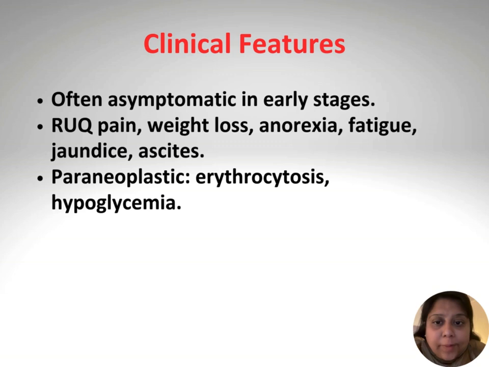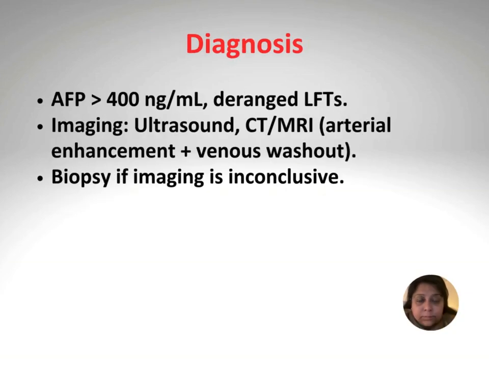Usually, patients with hepatocellular carcinoma are asymptomatic in early stages, and in later stages, they can present with right upper quadrant pain, weight loss, anorexia, fatigue, jaundice, and ascites. Diagnostic workup shows alpha fetoprotein more than 400 nanogram per milliliter, deranged liver function tests, and on imaging, ultrasound, CT, or MRI is useful for the diagnosis.